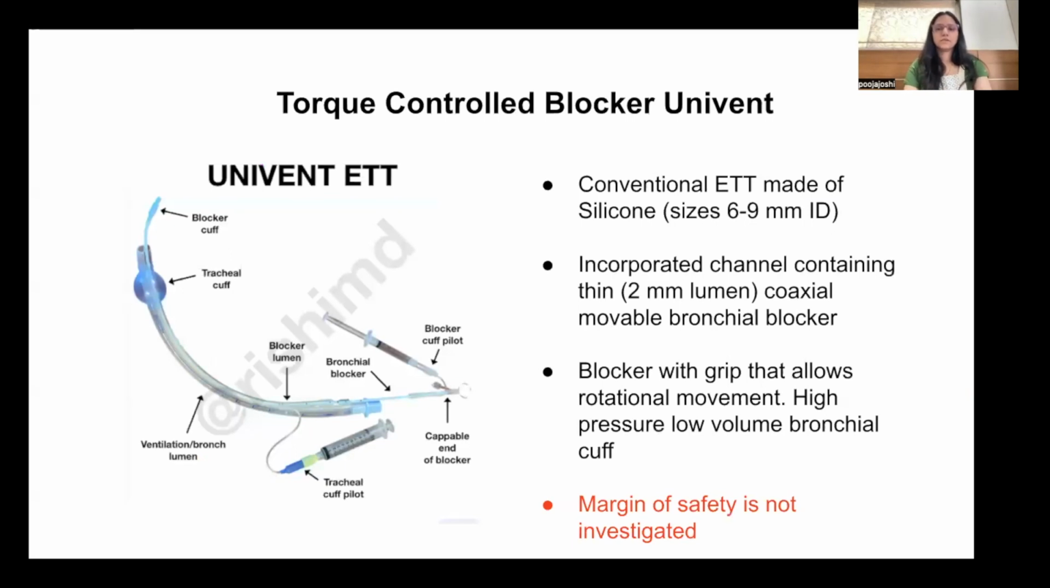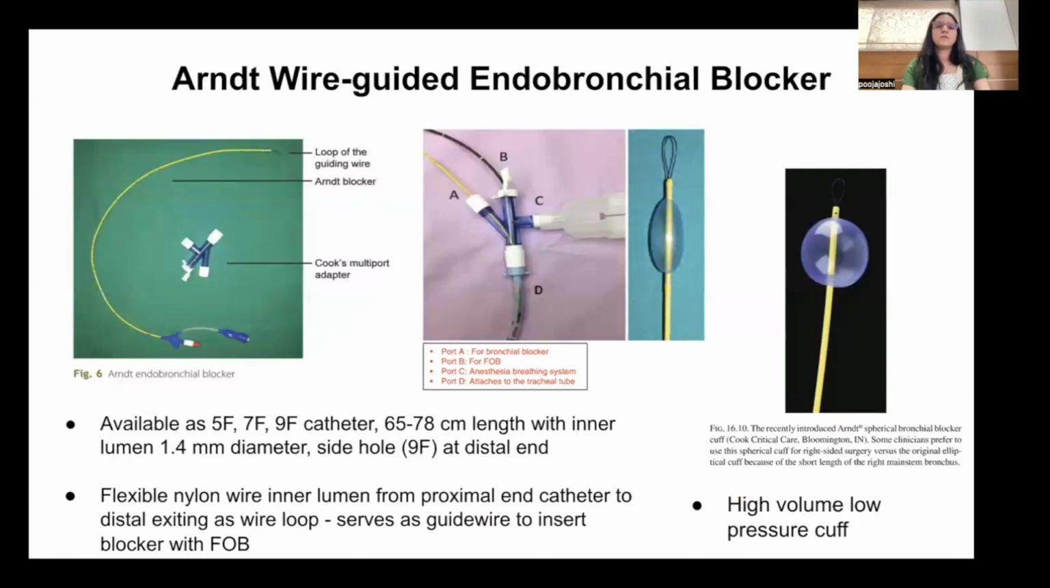But the margin of safety of this univent ETT is not being investigated. Now coming to the independent bronchial blockers, the ANT wire-guided endobronchial blocker is available as a 5 French, 7 French, 9 French catheter with a side hole present only in the 9 French at the distal end.